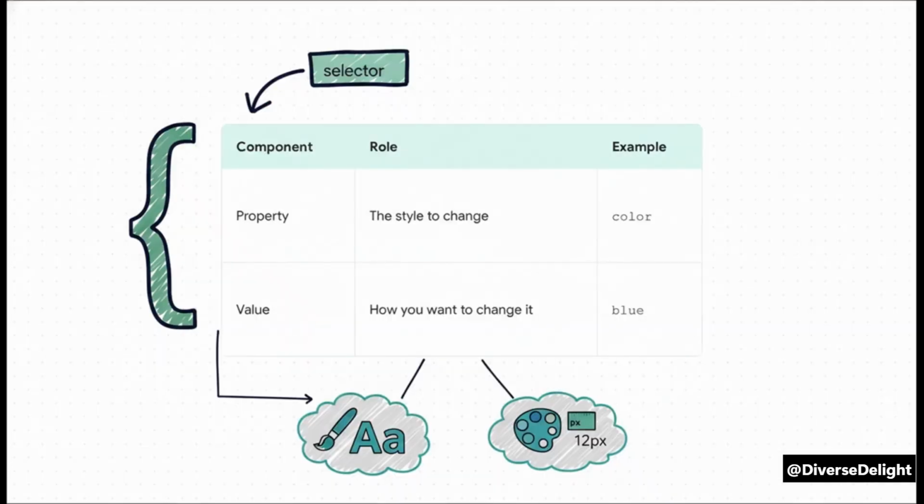And that declaration block is just made up of these simple little pairs. You have a property, which is the thing you want to change, like color or font size, and you have a value, which is how you want to change it, like blue or 12 pixels. And that's pretty much it, a selector and a bunch of property value pairs. That's the core of CSS.